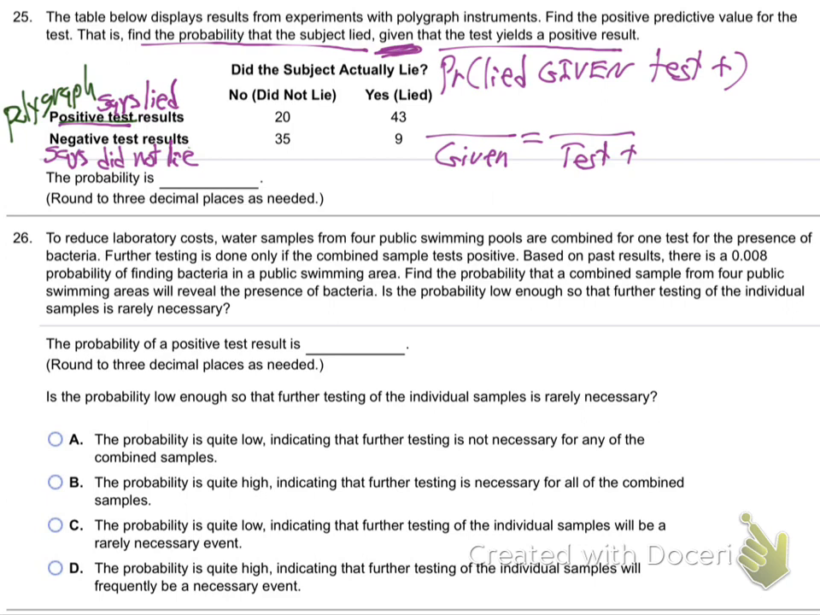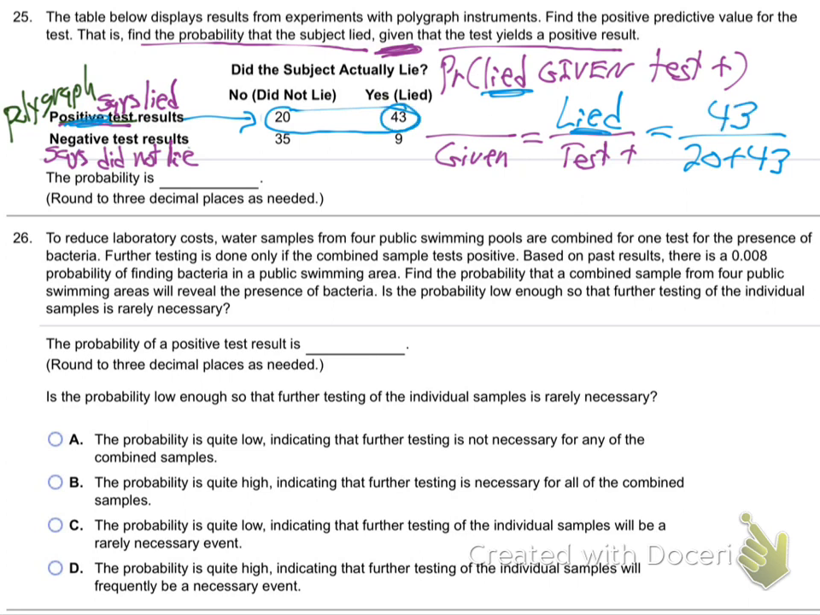So how many people had a positive test result? These people, right? All these people had a positive test result. So that's going to be 20 plus 43. And then out of those people, how many actually lied? Because these are all the people the polygraph test came back positive for, said they were lying. Not all of them really were lying, but all these people, the polygraph test was positive. It said they lied. And among those, how many actually did lie?